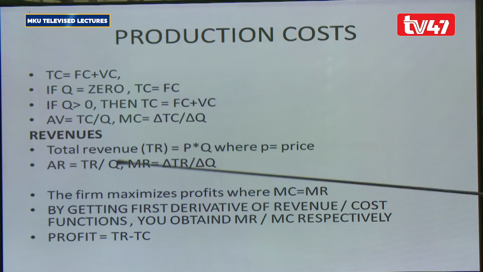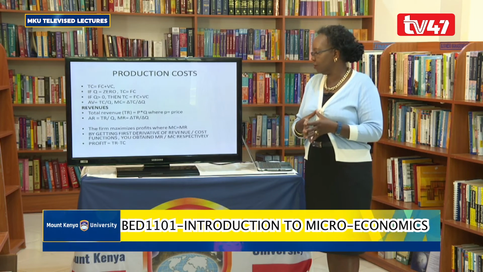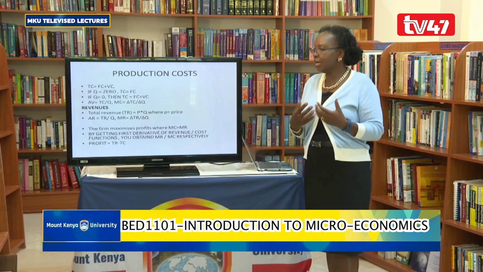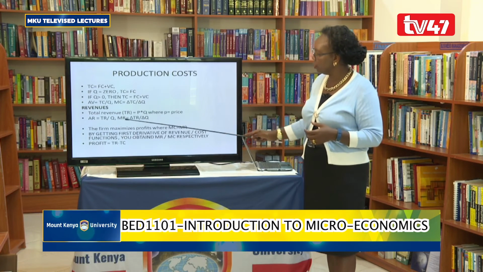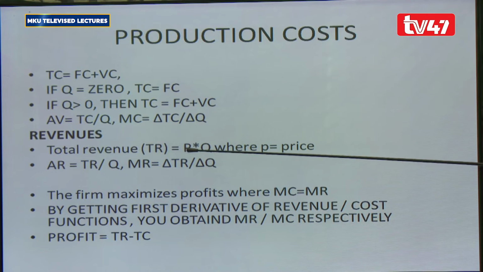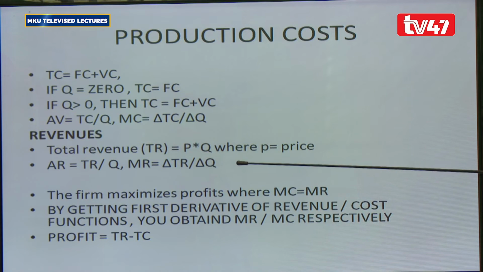Now, what about the revenue? Remember, whatever Q has been produced, it is finally supposed to fetch the producer some money. That which he gets by selling the output, we refer to as revenue. The amount that he gets by selling an output, we refer to as total revenue. How do we calculate the total revenue? It is calculated by multiplying the price, which we refer to as P, times Q, the amount of the output that he is able to sell.